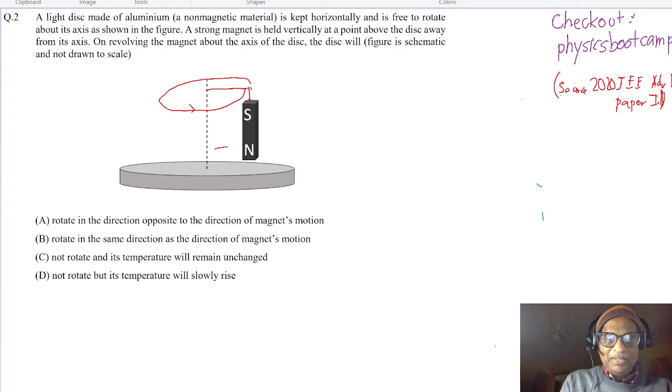So how do we analyze this situation to answer this question? If it rotates, then we can rule out these two already. If it doesn't rotate, then we have to look at these two. If it rotates, then you have to see same direction, opposite direction. Definitely it's going to rotate, because there will be current and there will be a magnet, and there will be force, and then there will be a torque. Let's see if that's really the case.